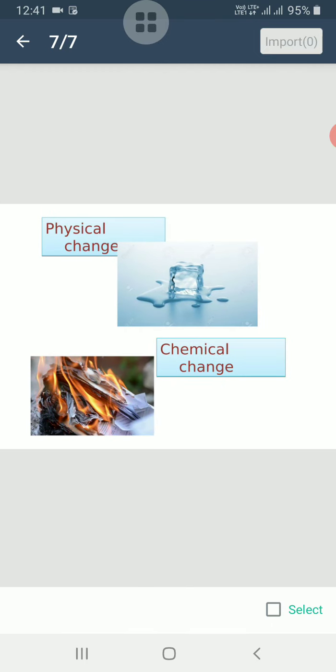Now, about physical change and chemical change. When the change occurs only in the shape, size, and state of matter, it is known as a physical change. It is a temporary change and can be reversed. No new substance is formed during this change. A physical change may occur due to heating and cooling.